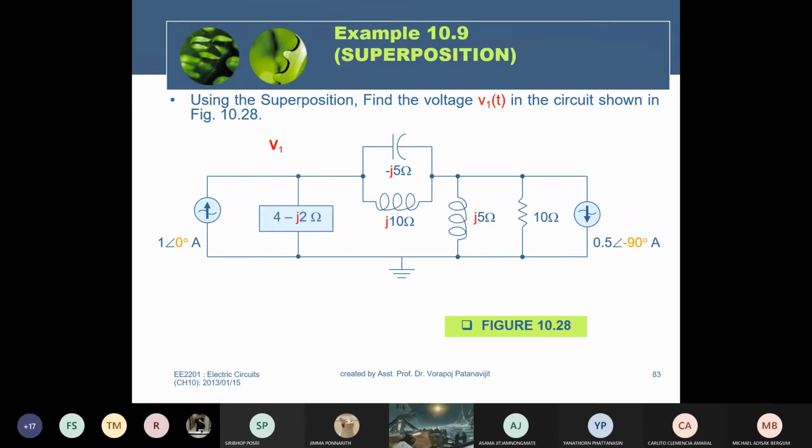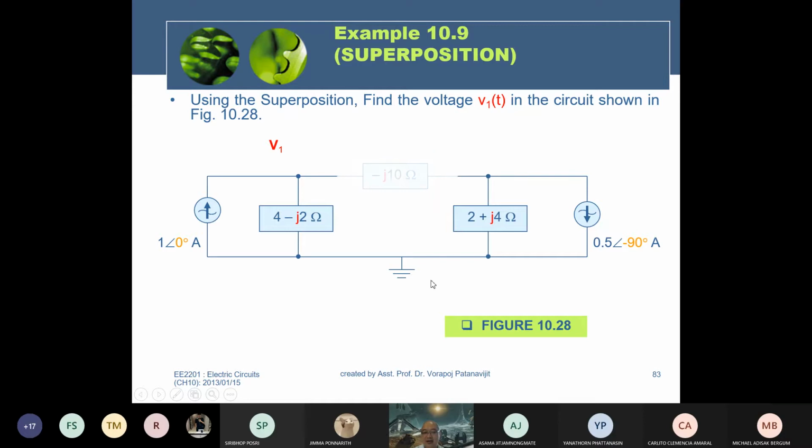Before we analyze, you can simplify the circuit first. The two impedances, 5 and minus 10j, are connected in parallel, so you can combine them in parallel. The next two, 5j and 10 ohms, you combine in parallel form as well. And the capacitance ZC and ZL are also combined in parallel. Now the circuit can be simplified in this manner.